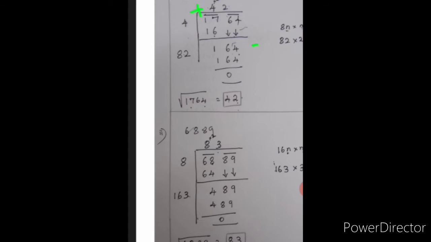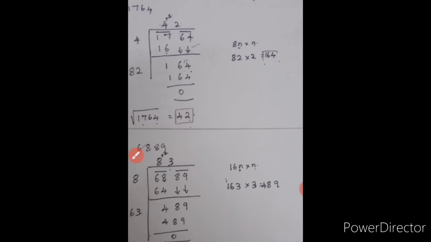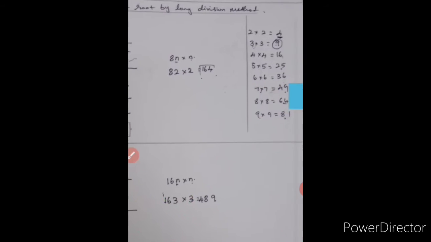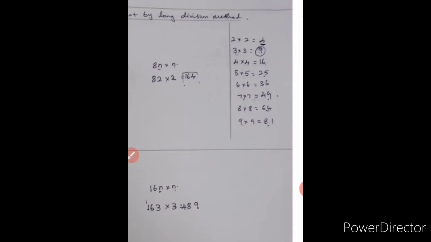Bring both the numbers together. Write the new divisor by multiplying the top number by 2. That is 4 twos are 8. Then bring both the numbers down together: 164. Now you know very well that formula, 8n into n. With the divisor, which number if you multiply, you can get 164? You have to see. So if you see here, the number is ending with 4, no? So in the square table, see the number which ends with 4 here.